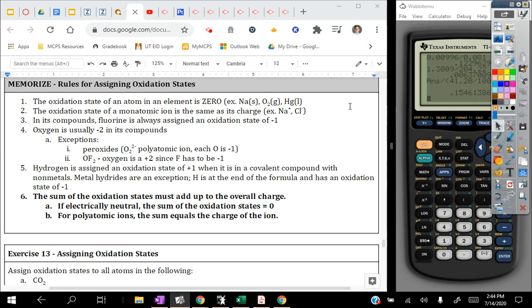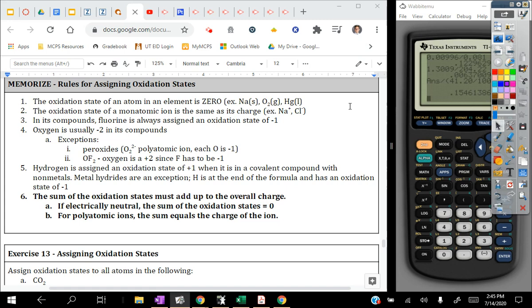The oxidation state of a monatomic ion is the same as its charge. Monatomic meaning single atom, so Na+, Cl-, etc. The oxidation state for Na+ would be 1+. The oxidation state for Cl- would be 1-. When fluorine is part of a compound, it is always assigned an oxidation state of -1. Oxygen is usually assigned an oxidation state of -2 when it is in a compound.